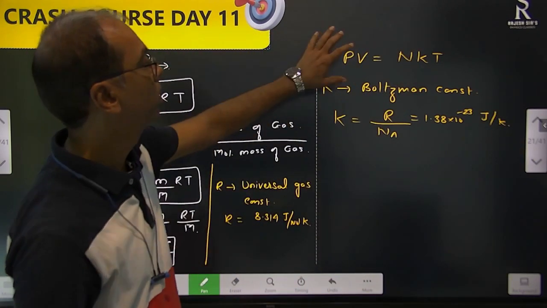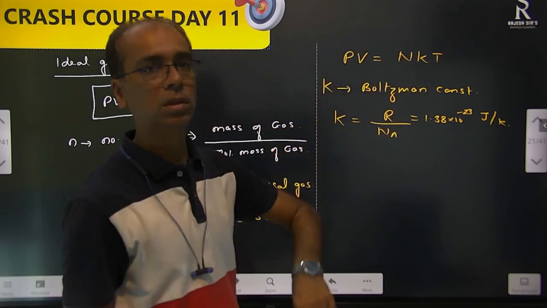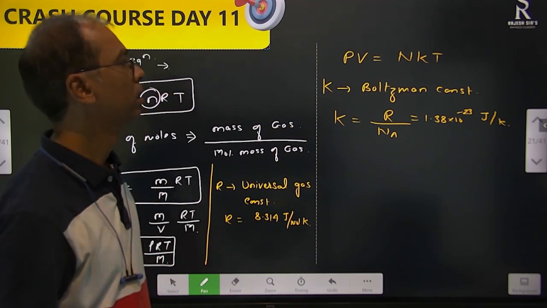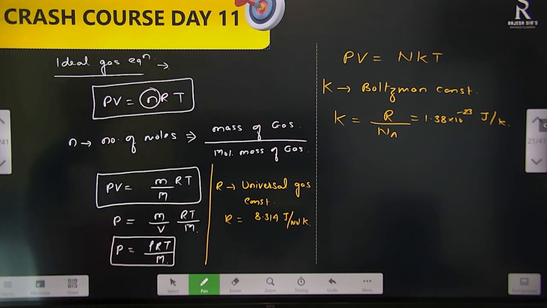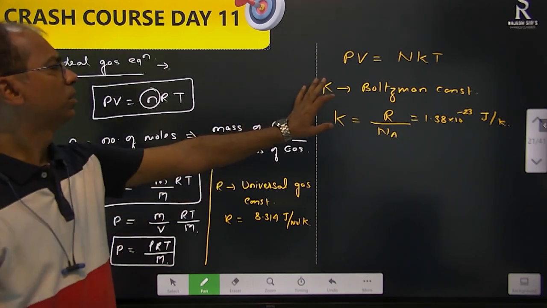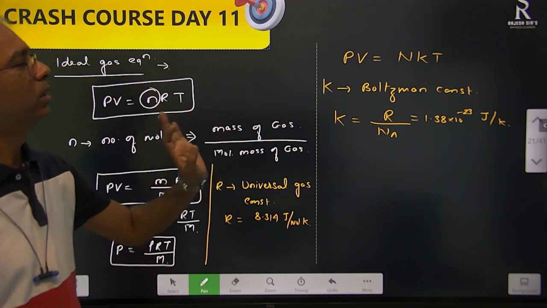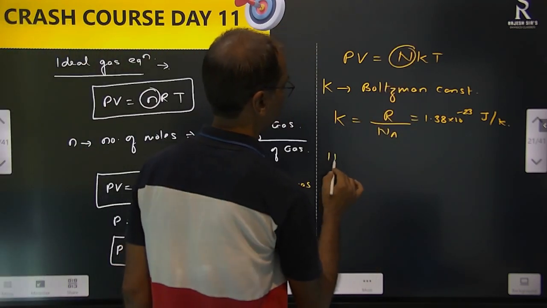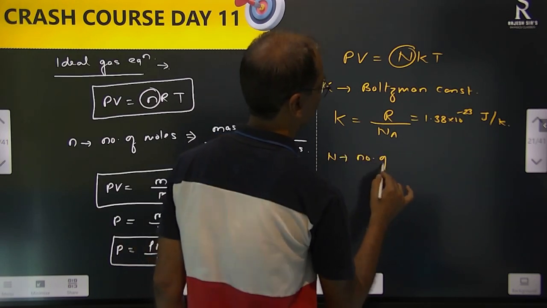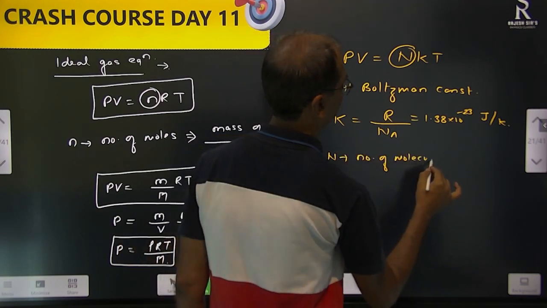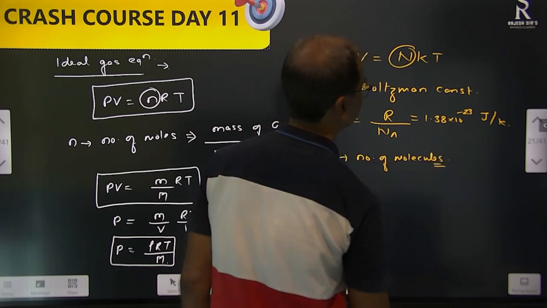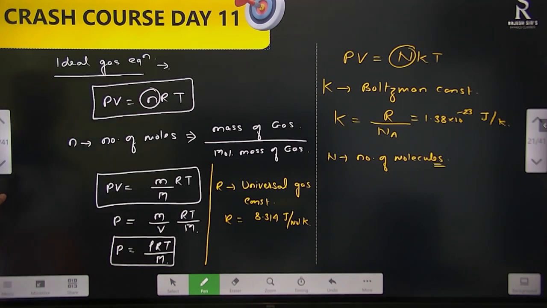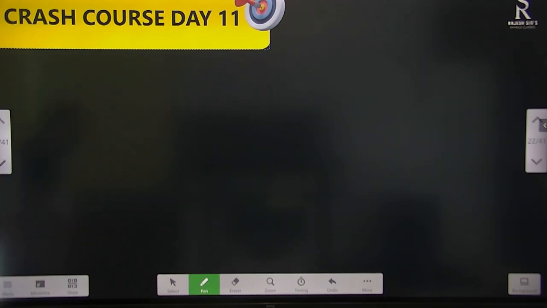Okay, so when we are talking about molecules, this is how the equation changes. So we have to remember that if it is asked in terms of molecules, we'll use it. The k value we already have, and this N represents the number of molecules. Okay, clear? This is about the ideal gas equation.